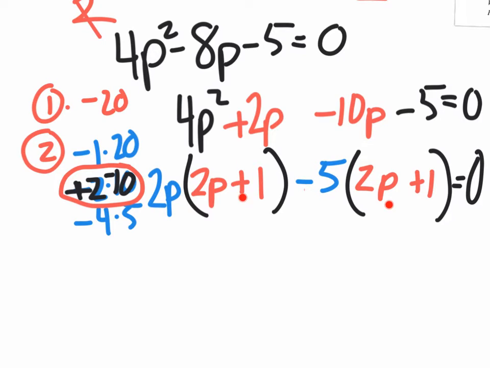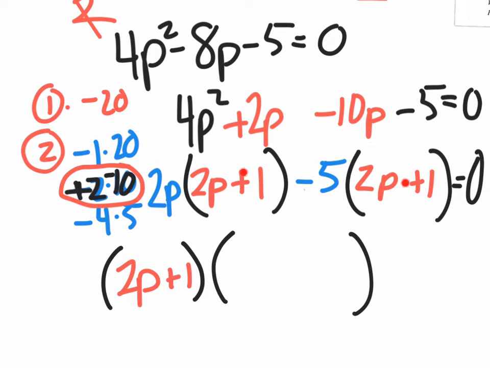So I want to pull out the binomial that's in both the first term and the second term. I want to take the 2p plus 1 and the 2p plus 1 and put it out here as 2p plus 1. So when I pull out the 2p plus 1, the 2p is left over. And also, when I pull out the 2p plus 1, the minus 5 is left over. And let's not forget, this is an equation equal to 0.